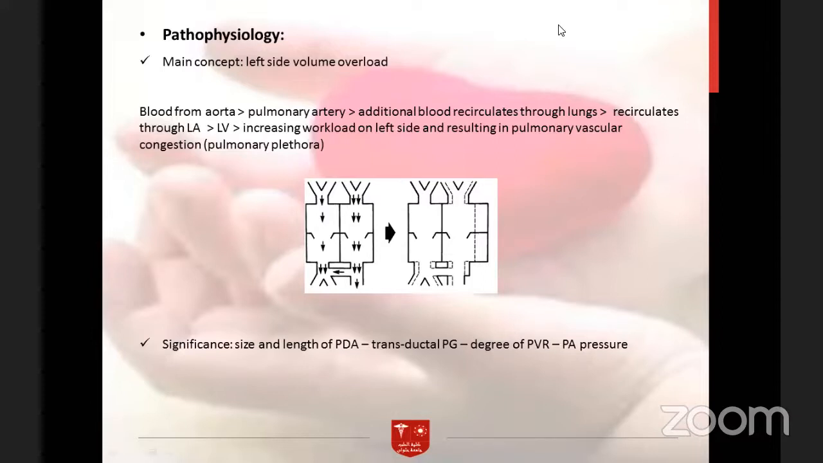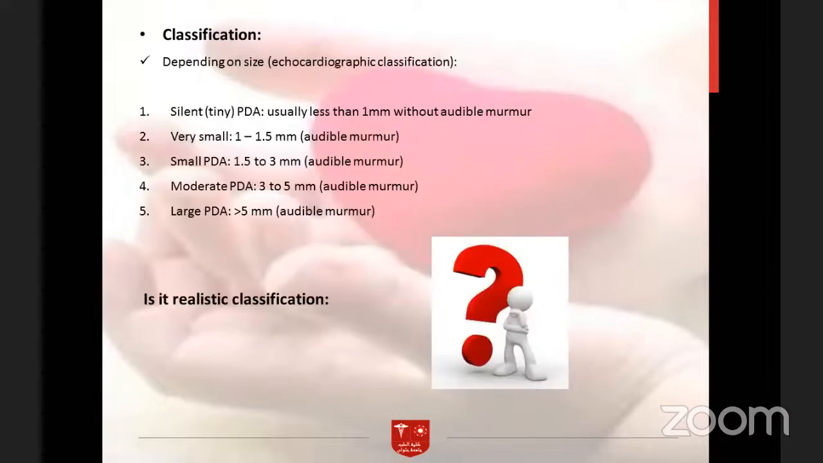We have to keep in mind that the significance of shunting depends on multiple factors, including the size and length of the PDA, the transductal pressure gradient, the degree of pulmonary vascular resistance, and pulmonary artery pressure, with the size of the PDA being the most important. And that's why PDAs are classified according to size.